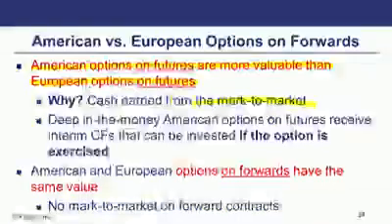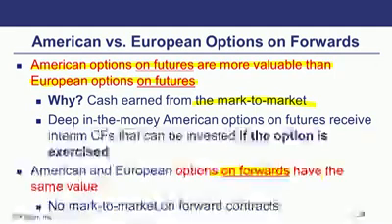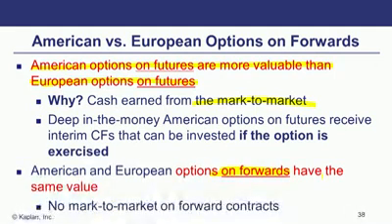Now, if we compare American versus European options on forwards, we're not going to have this difference, because forwards are not marked to market. So even though I can exercise my deep in the money American option on forwards early, I'll just end up holding a forward contract. Unless I can somehow mark to market that forward contract, there will be absolutely no difference between holding an American option or holding a European option.